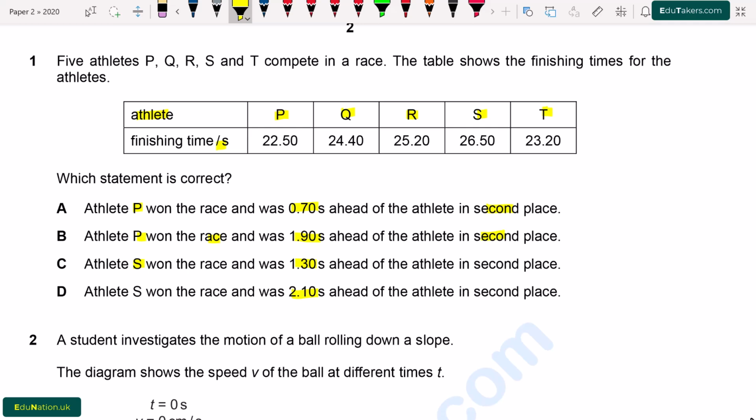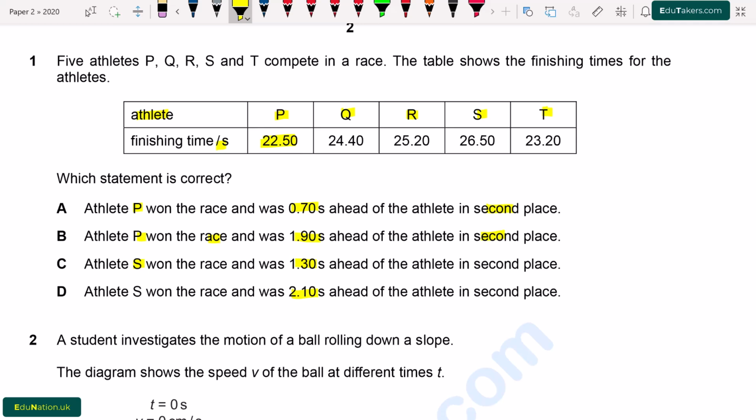So first of all, we have to decide which one of the athletes won the race. The athlete for whom the finishing time is smaller won the race, because if the finishing time is smaller, he covered the distance faster. For athlete P, the finishing time is smaller as compared to all other athletes, so athlete P won the race. It means that option A and B are possible.